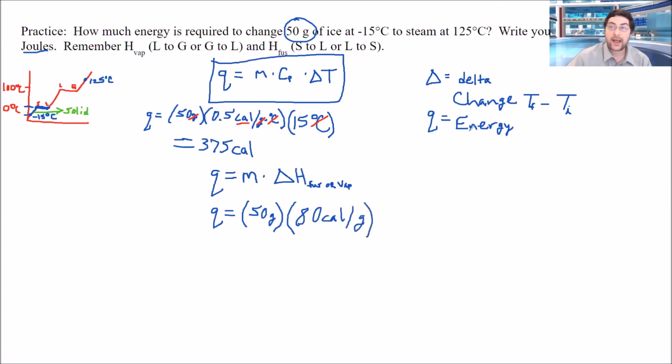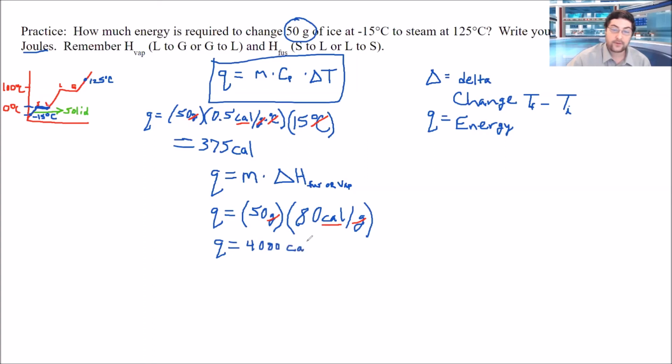So now I have gram in the numerator, which cancels gram in the denominator. That's going to leave me with calories. So I'll type that into my calculator. I'm going to have 50 times 80, and that's going to give me 4,000 calories.